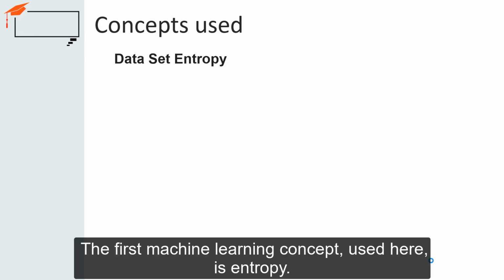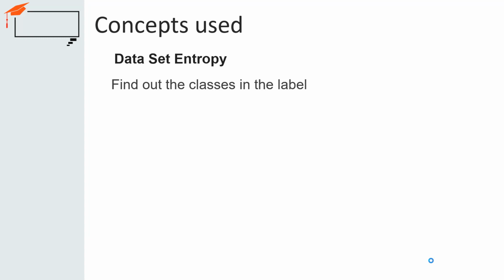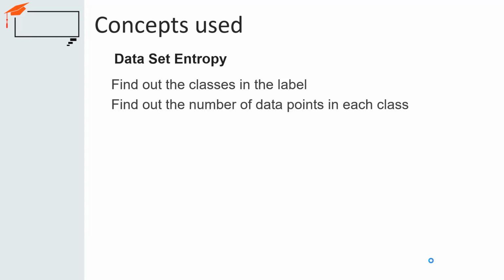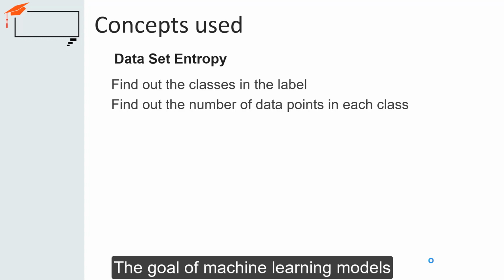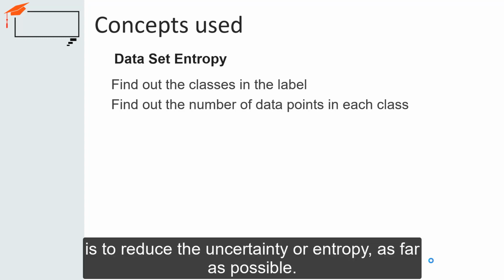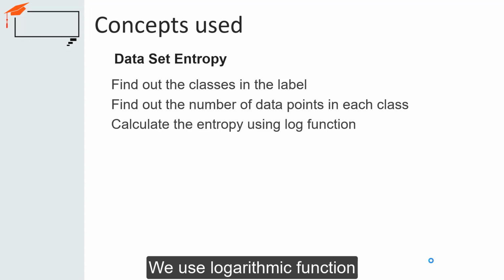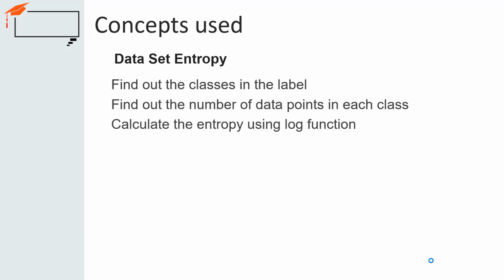The first machine learning concept used here is entropy. The entropy of a dataset is a measure of impurity of the dataset. Entropy can also be thought as a measure of uncertainty. We should try to minimize the entropy. The goal of machine learning models is to reduce the uncertainty or entropy as far as possible. We use logarithmic function to measure the entropy and thus the impurity of a dataset.